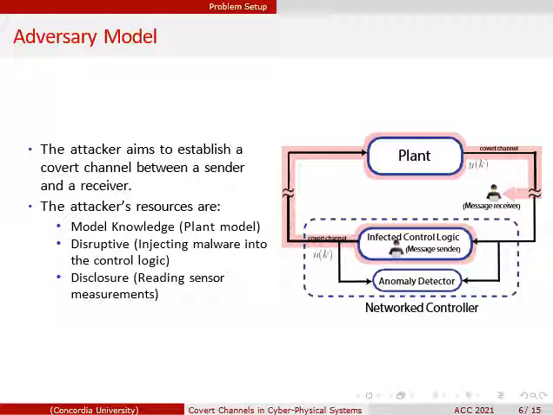The attacker's aim is to establish a covert channel inside the system between a sender and a receiver. The sender in this case will be located inside the network controller that will try to infect the control logic, and the receiver would be on the measurement channel. The attacker's resources are full model knowledge, as well as the ability to inject malware into the control logic, which is a disruptive resource, and disclosure resources in terms of the attacker being able to read sensor measurements on the measurement channel.